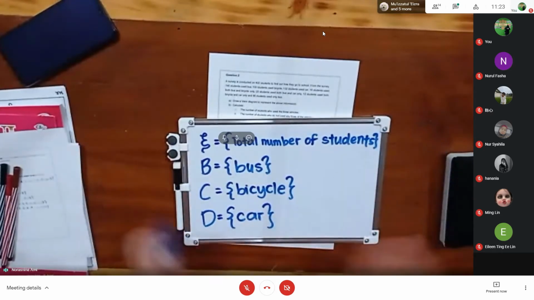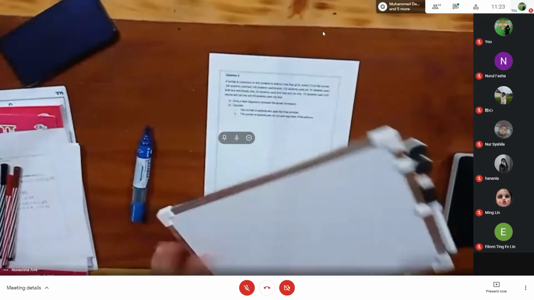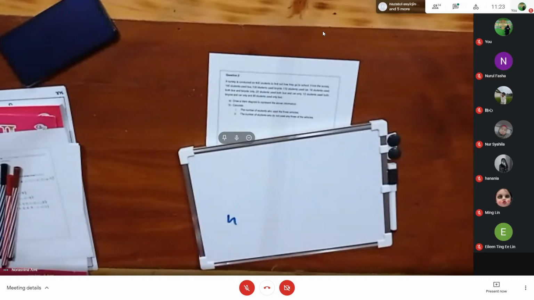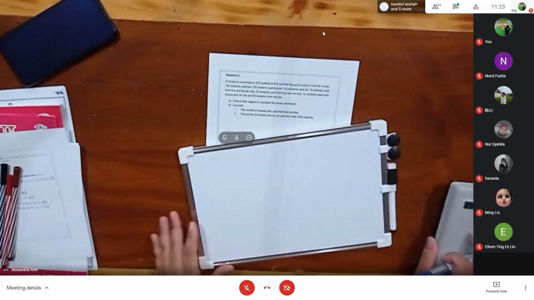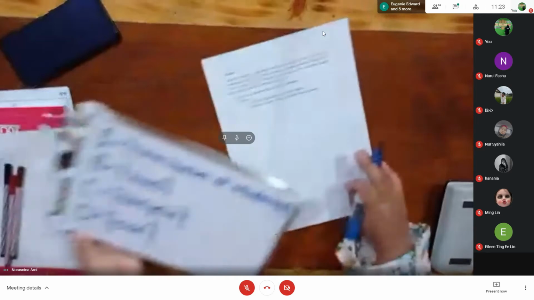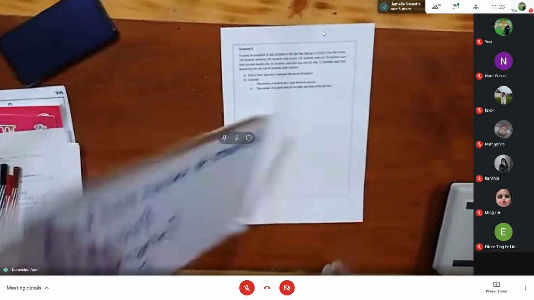Please write this down. I will erase this once again. Let me see. Can I write behind this? Oh, I can write behind this. Okay, this will be our set notation.